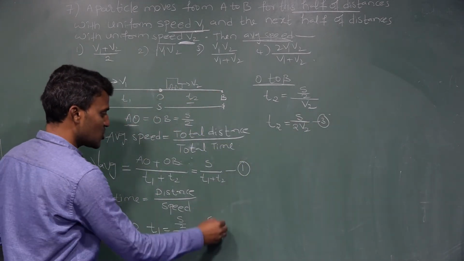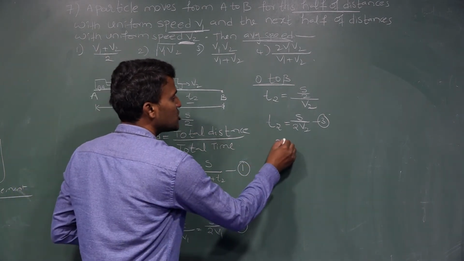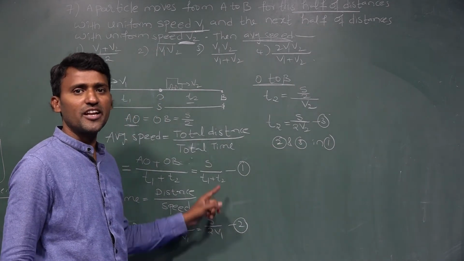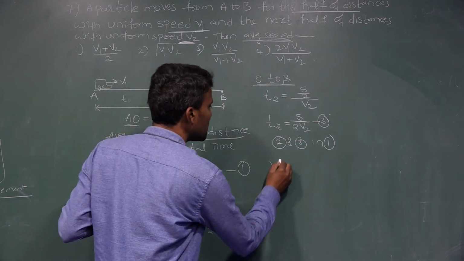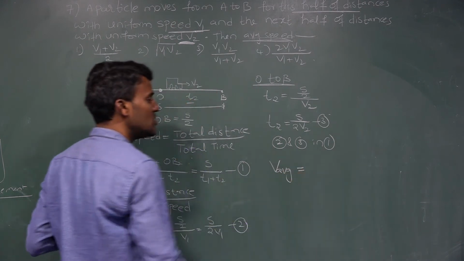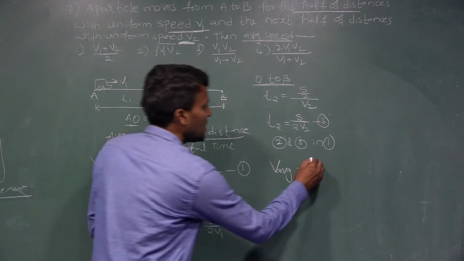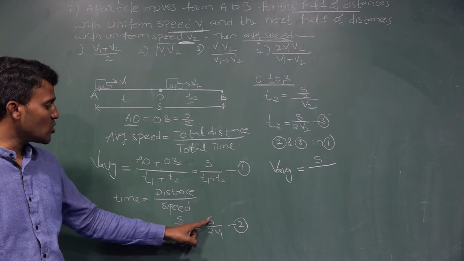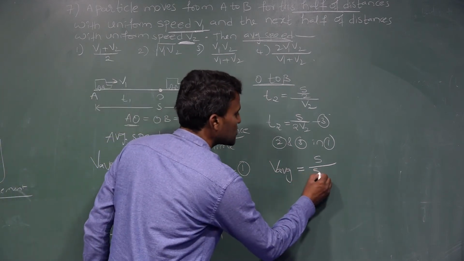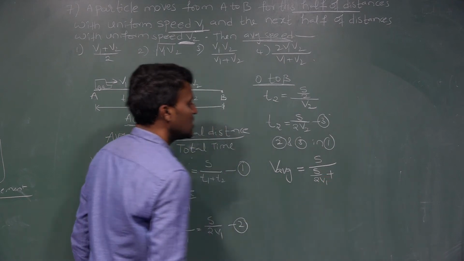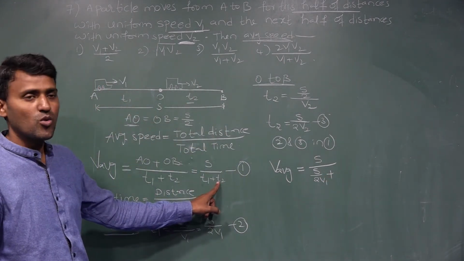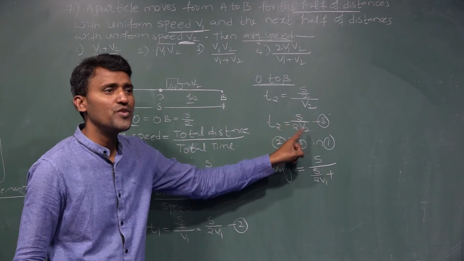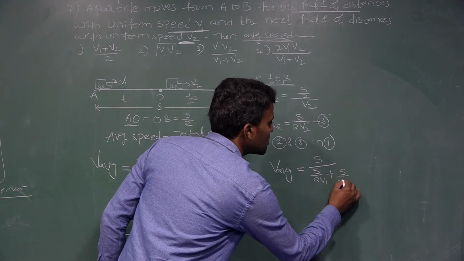Now substitute equation 2 and equation 3 in equation 1. The average speed is equal to the total distance S divided by time T1, which is S by 2v1, plus time T2, which is S by 2v2.